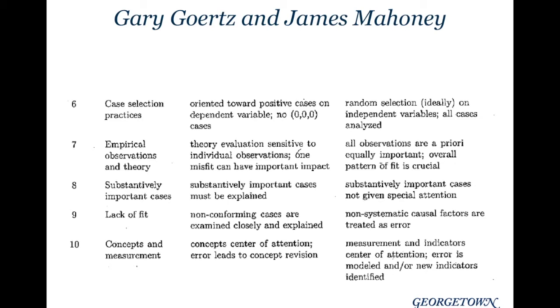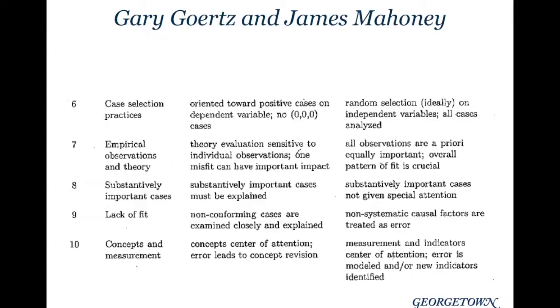For empirical observations and theory, in case study research, we tend to be interested in individual cases, and we're concerned even when there's one case that's an anomaly, one case that doesn't fit a theory, that sparks our curiosity, and we might want to study that case. We call that a deviant case or an outlier case. We also think some cases are substantively important. We want to study them, the big wars, the big economic crashes, and so on.